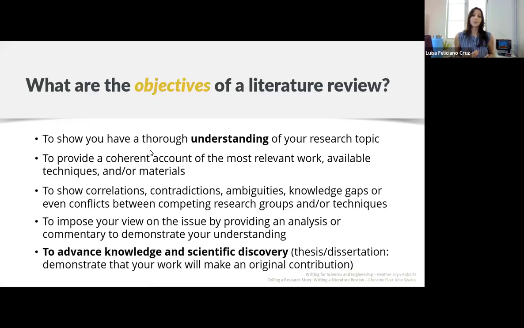And most importantly is to advance knowledge and scientific discovery. If you're writing a thesis or dissertation, you also need to demonstrate that what you're doing is going to contribute. It's going to be an original contribution to science.